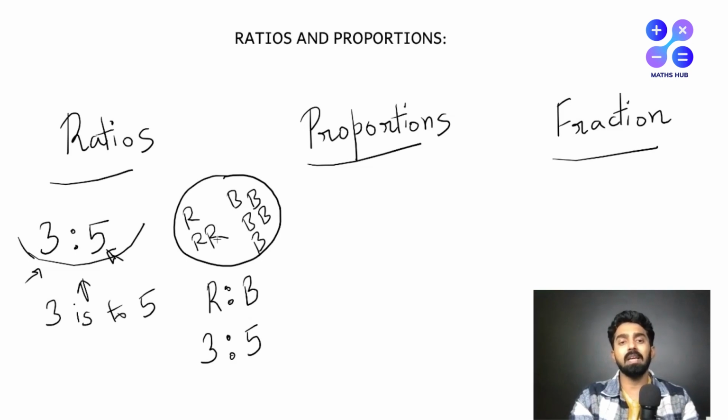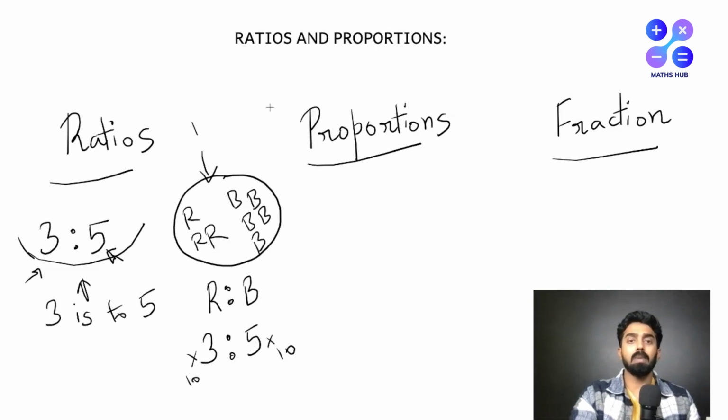Let's say somebody asks you to create this basket so that it is useful for 10 people. So far this basket is useful for only one person. Now you would simply multiply this number by 10 and this number by 10 and you will get a much bigger basket which has 30 red balls and 50 blue balls. But the ratio of the red balls to the blue balls still remains the same, which is 3:5.